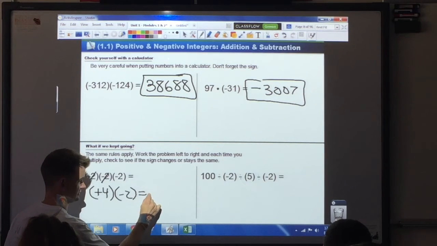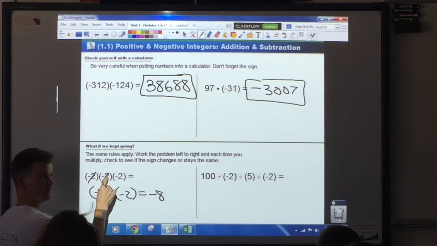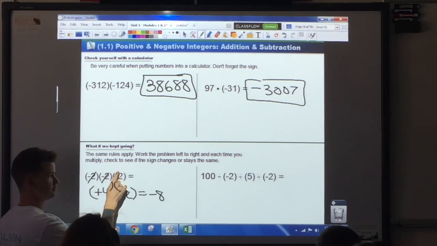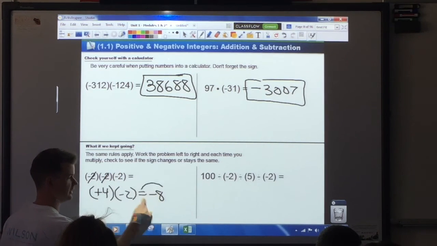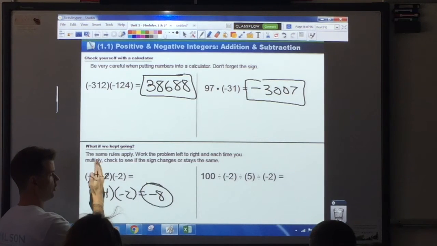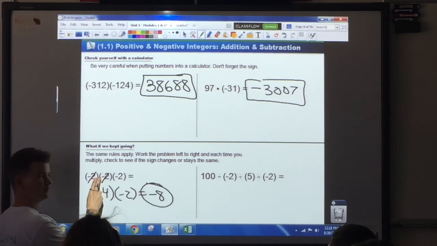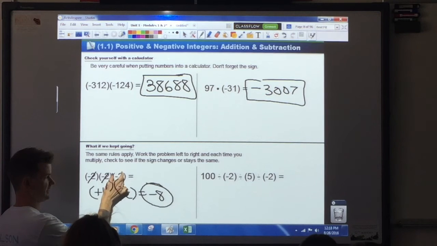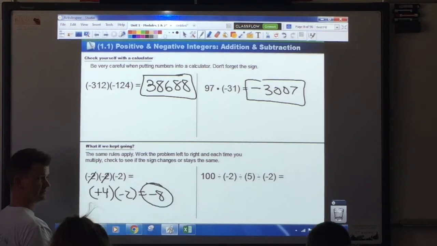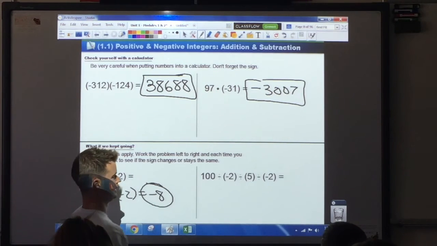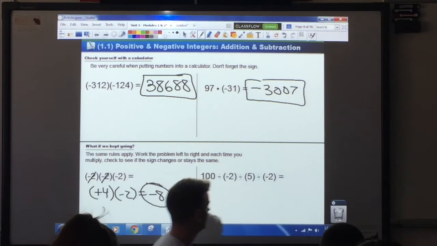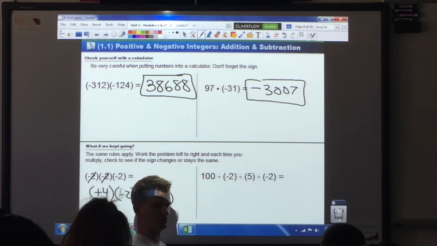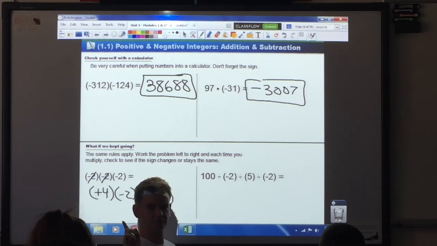Negative 8. Because two negatives make positive. And then that positive multiplied by negative will give me a? Negative. Only deal with two numbers at a time. We multiply, got a positive. I take the last number here, multiply, that's a negative. Same rules apply to division. I work from left to right. I do 100 divided by negative 2. What's 100 divided by negative 2?